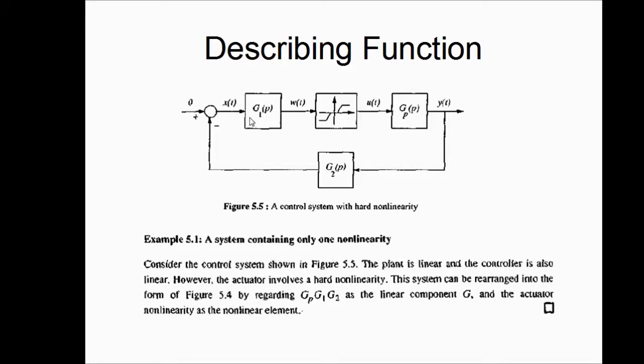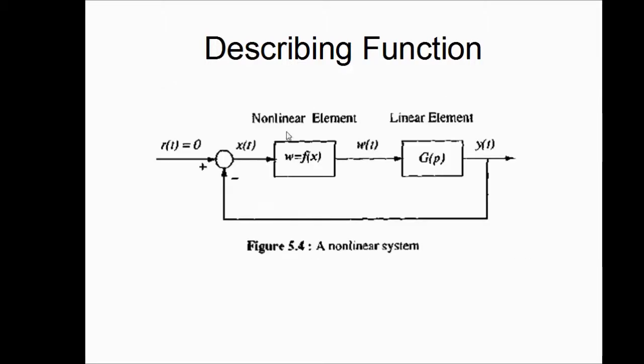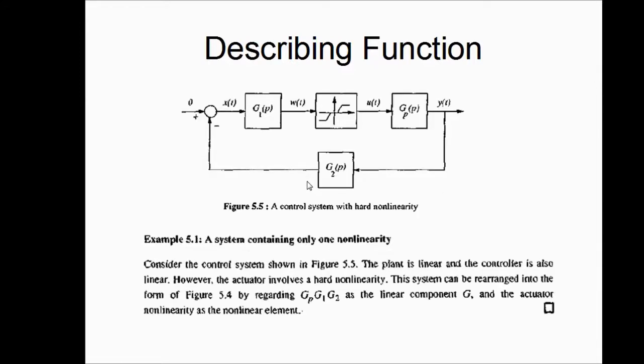In this example, the plant is linear and the controller is also linear. However, the actuator involves a hard nonlinearity. So this system can be arranged into a figure of this type, by applying the assumptions that we just discussed. The actuator's nonlinearity is here. So the nonlinear element is actually the actuator, which has some kind of play, which could be causing this nonlinearity.